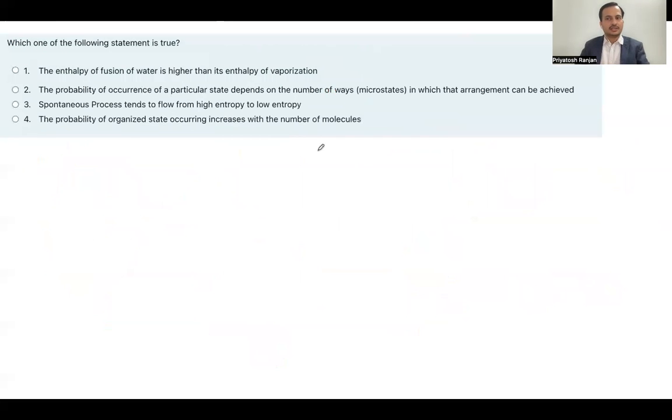Next question. Again, it's an MCQ, and if you'll see, they have asked you which one of the following statements is true. So here I have to mention the statement which is true. The enthalpy of fusion of water is higher than its enthalpy of vaporization. Now remember, fusion is changing of state from solid to liquid. Vaporization is from liquid to gas.